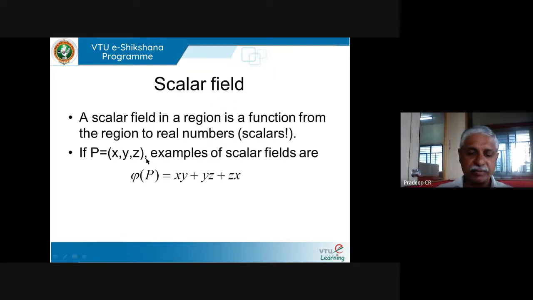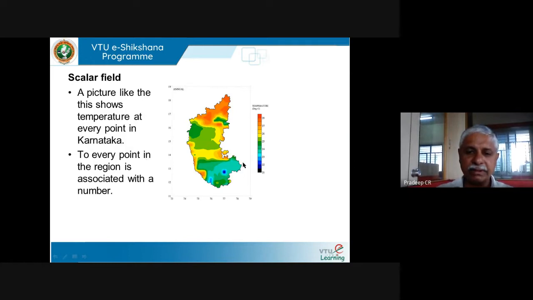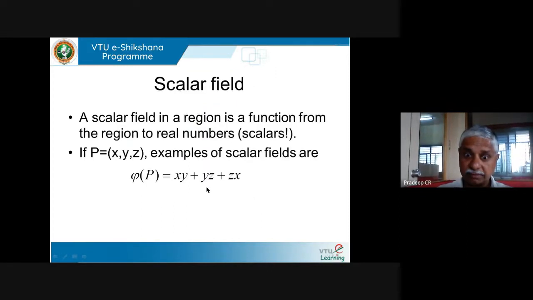So P is (x, y, z). In this picture, of course, I am treating it as an X coordinate and a Y coordinate. You have a latitude and a longitude, only two variables. But in real life, you could have three dimensions. So point P is given by (x, y, z). For every point P, I can associate this real number. What this means is, given a point (1, 0, 0), then phi of P, phi is a scalar function, phi of P is phi of (1, 0, 0). That means x is 1 and the rest are 0. So this will be 0 actually.